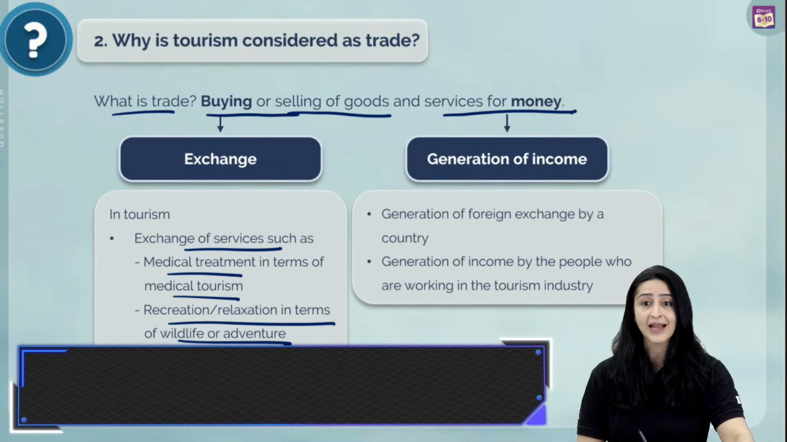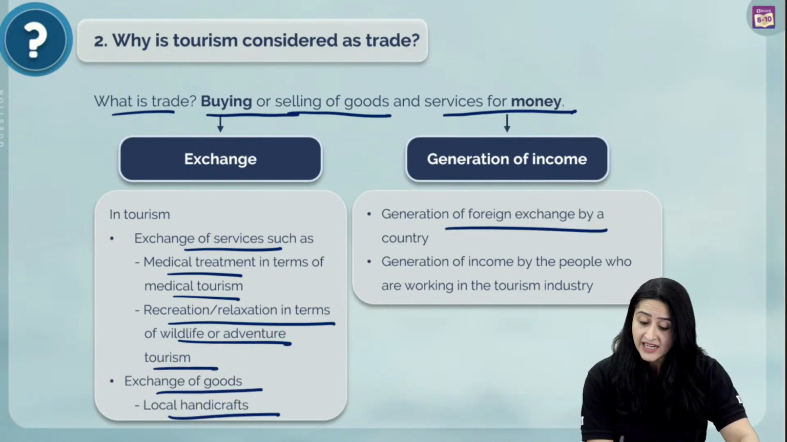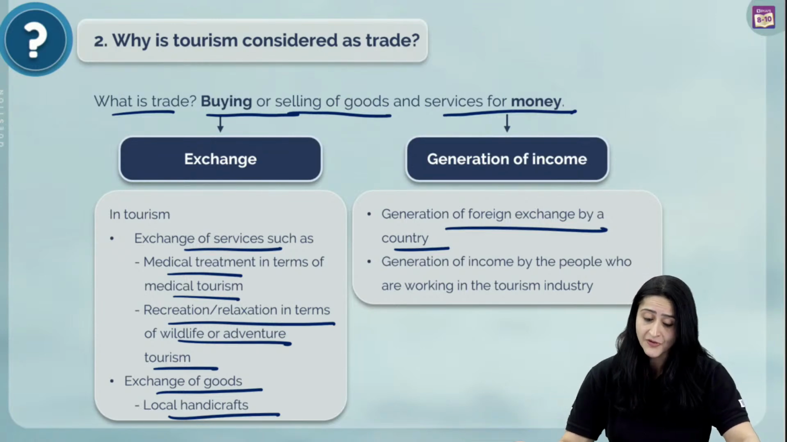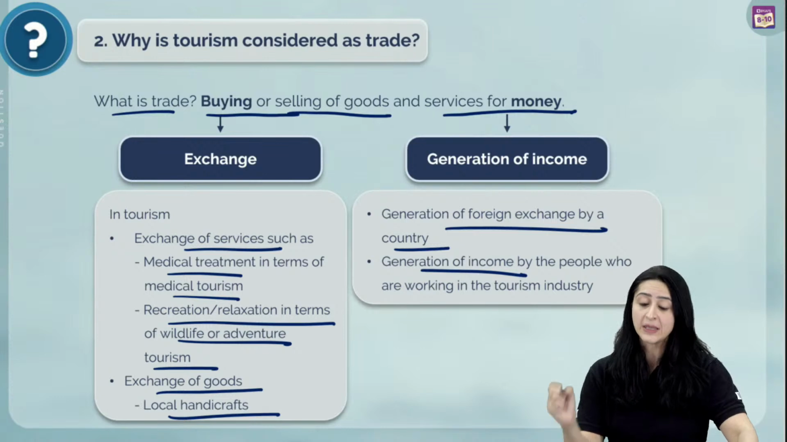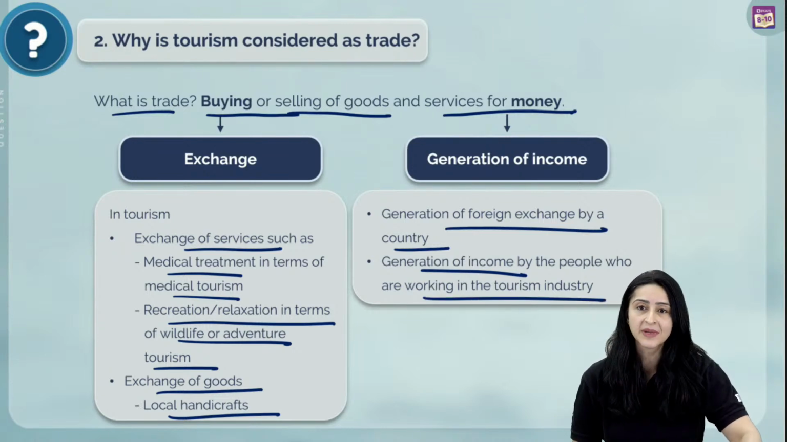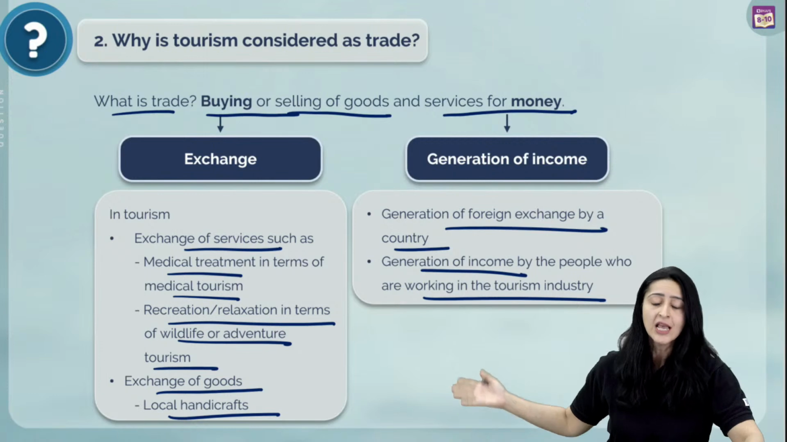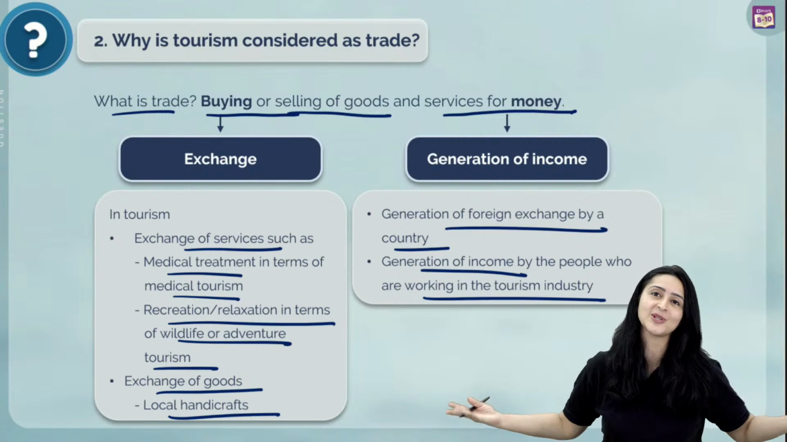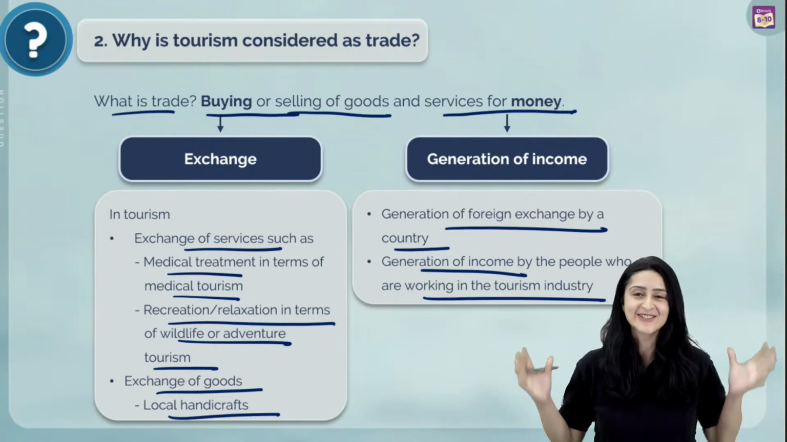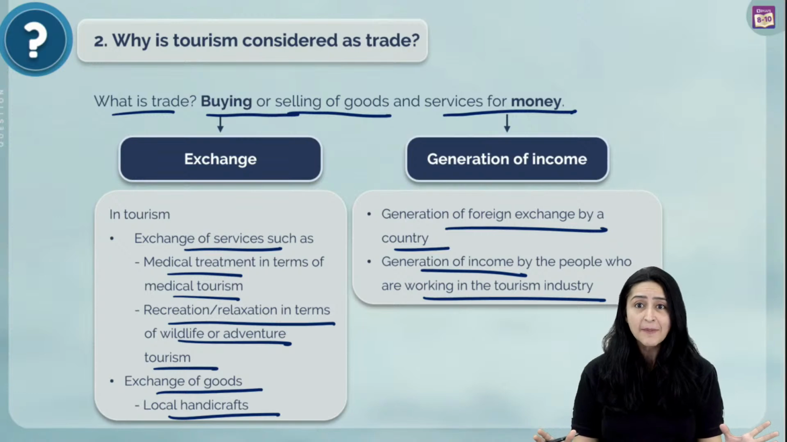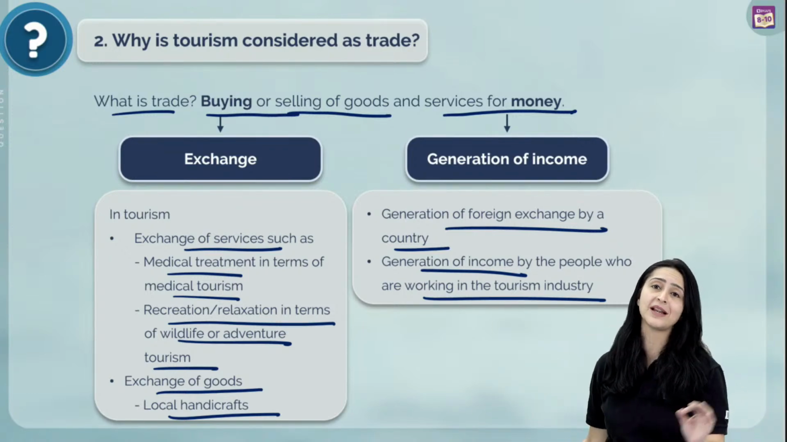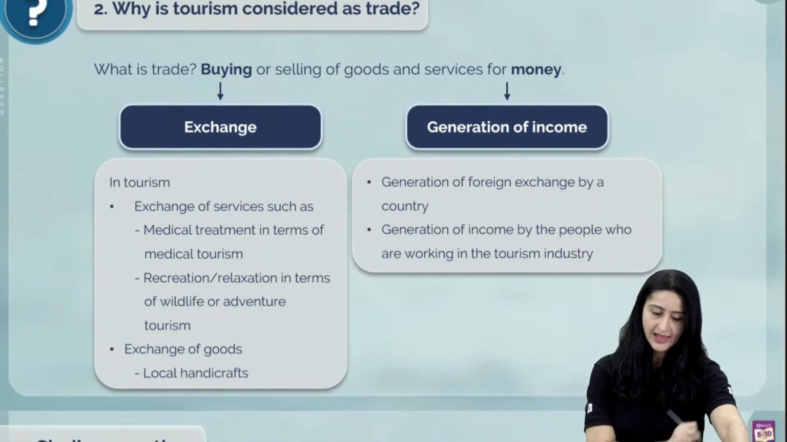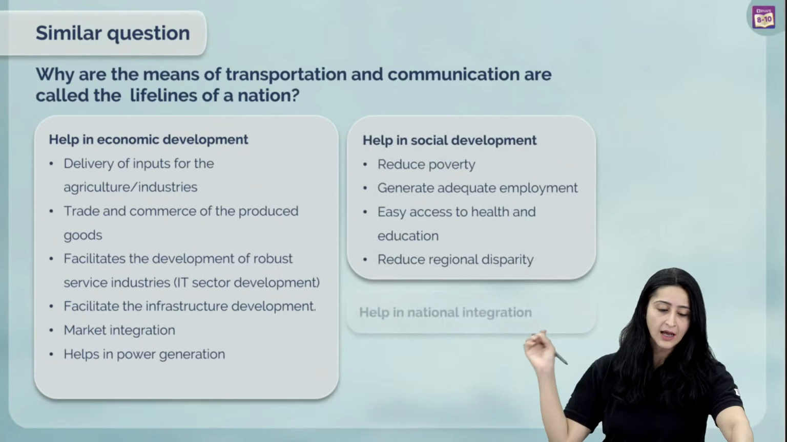Is there generation of money? Of course, there's generation of money. There is generation of foreign exchange because of tourism. So this is money coming into the country, as well as generation of income by the people who are working in the tourism industry. So if you take a look at this, there's definitely exchange happening, and there's definitely generation of income happening, which is why tourism can be considered as trade. I've explained this as a concept to you. Any of these points can be taken and put into the 2-mark question. All right. Okay, let's just move ahead.